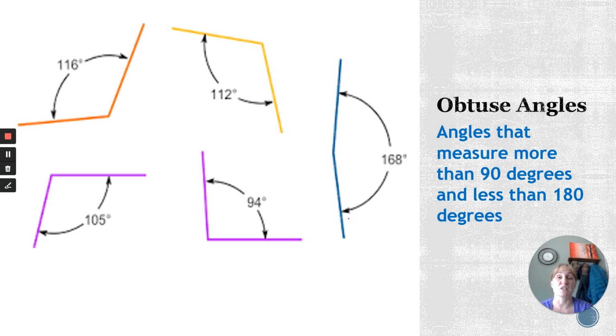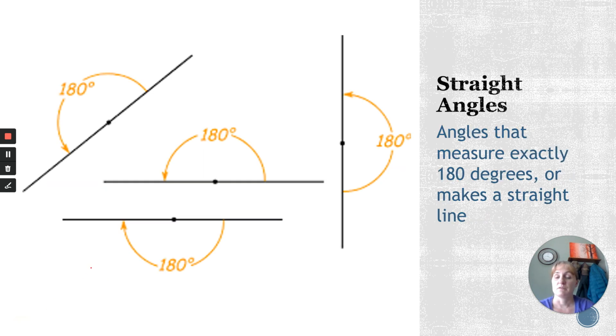All of these angles lie between a perfect 90-degree angle to 180, which if only my hand could do that, would make a straight line, okay? Which leads us to our next angle. Our next angle is straight lines.